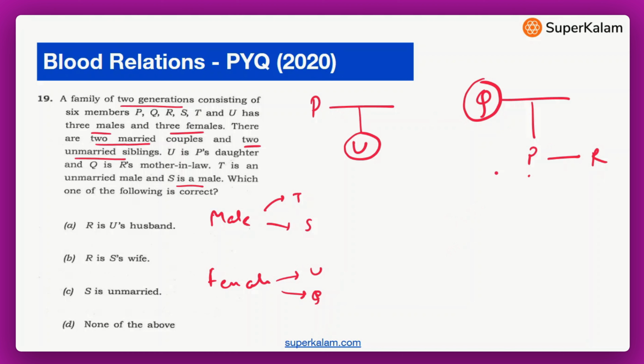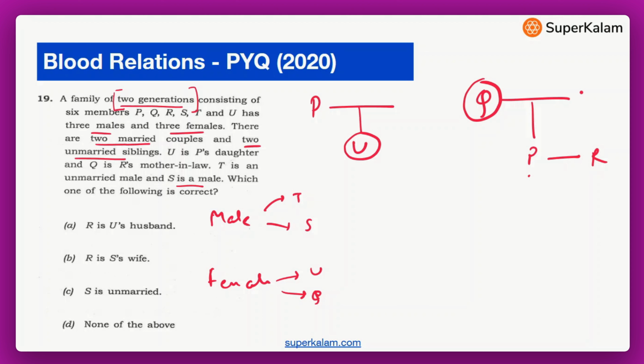Let's create a new diagram. Q is married to someone, P is married to R, let's assume this, and out of this marriage a daughter U is born. Now, how many generations are we showing here? These are three generations, correct? But the question says a family of two generations, just two generations. So this is wrong. We can't afford to have this. So P should be married to Q.